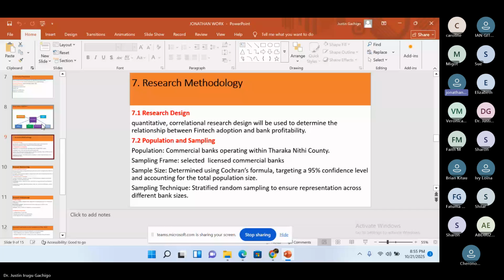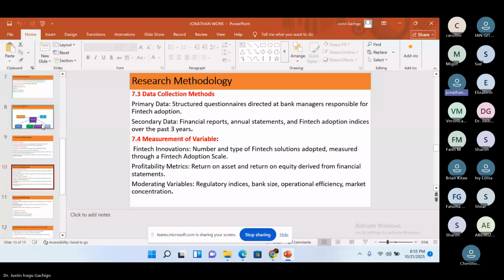Then sampling technique, I'll use stratified random sampling to ensure representation across different banks. That is Tier 1, Tier 2, and Tier 3 banks which are operating within the county.